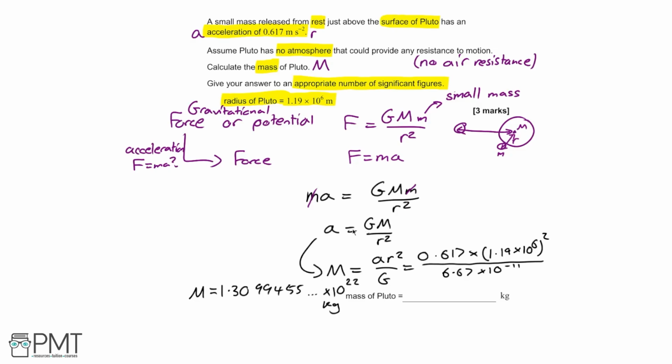Now we need to consider the number of significant figures that we give our answer to. And so the name of the game when we do a question like this is always to give the answer to the same degree of precision as the data given in the question. So in this case, this is to 3 significant figures. The radius of Pluto is given to 3 significant figures. We can get the value of G off the datasheet.